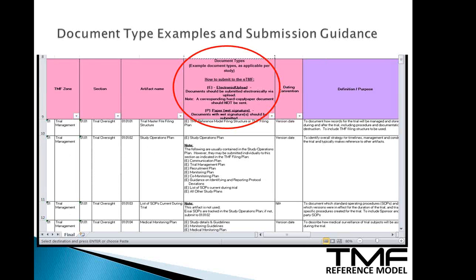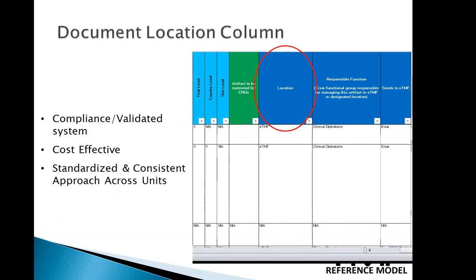So these are just some screenshots to show what our version of the structure looks like, and based on the colors you can see it's more like version 2 than version 3. But this shows the document type example column and the submission guidance. Next slide. This shows the location column, and again, we were looking for compliance or validated systems, a cost-effective approach, and that the approach be standardized and consistent across units.